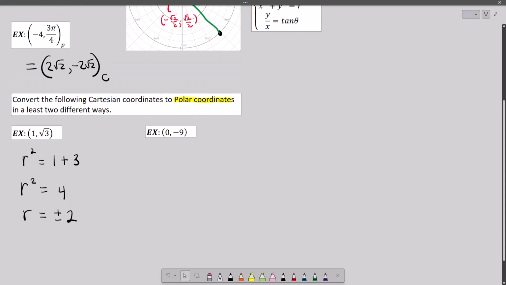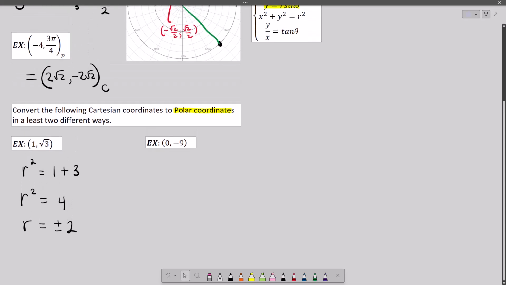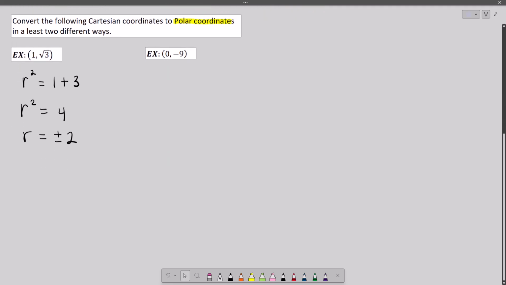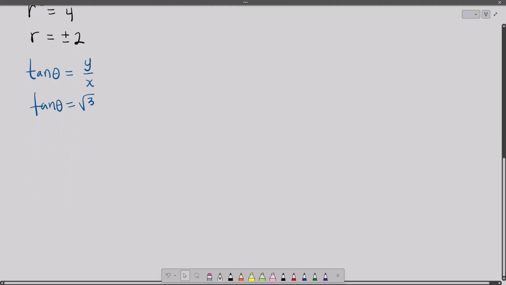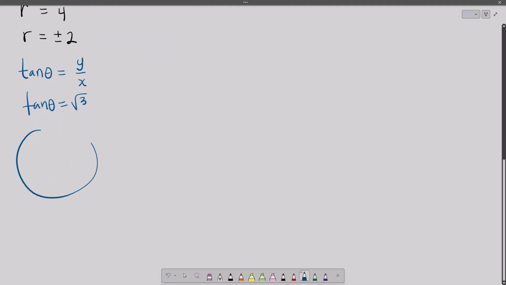And now to get to theta, we can do it super analytically and just grab that formula. Tangent of theta is y divided by x, tangent is slope. When we're looking at a line through the origin, tangent is slope. So tangent of theta in this case is going to be equal to y over x, that's √3. So now we go to our unit circle and we think about where is tangent √3.